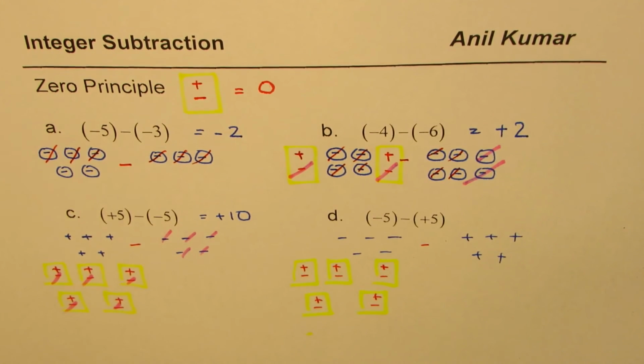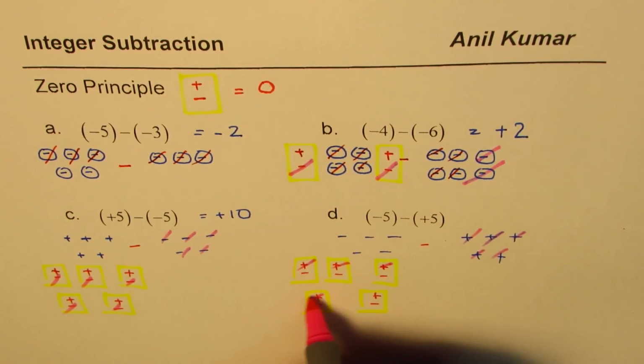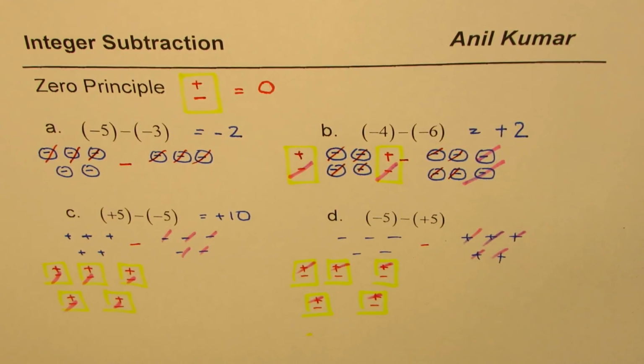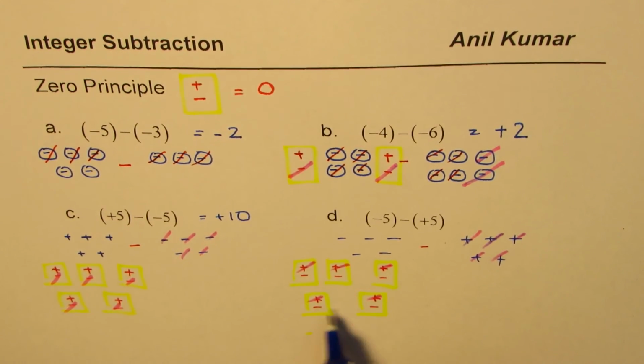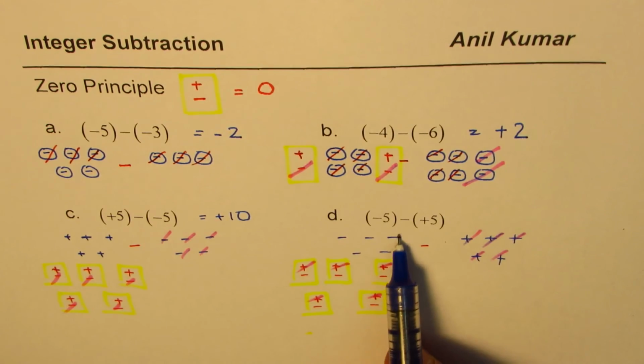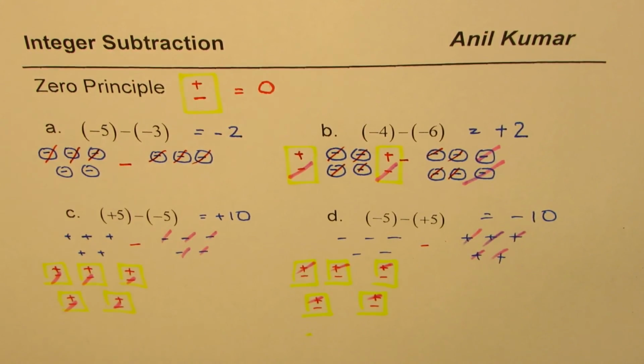That really helps us, since now we can take away plus 5. So 1, 2, 3, 4, 5. What are we left with? We are left with all negatives, which are 10 of them. So we get negative 10 as our answer. I hope that is absolutely clear.